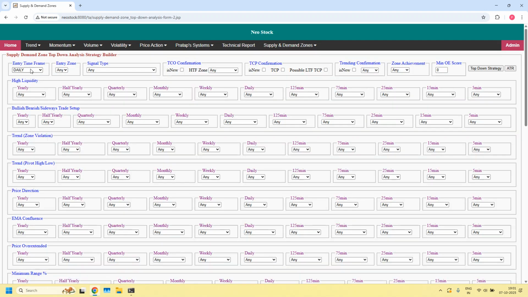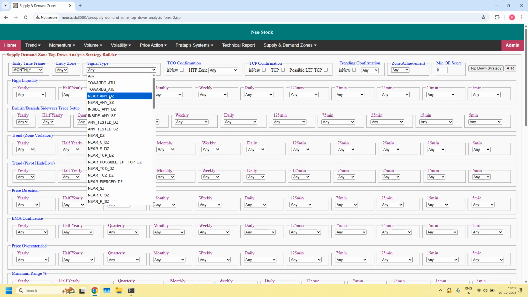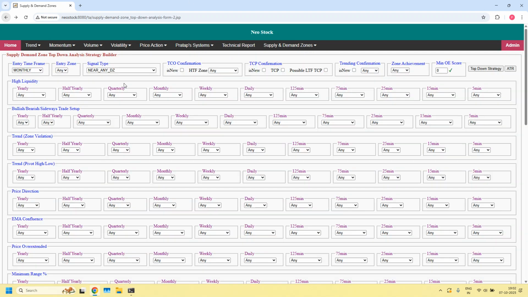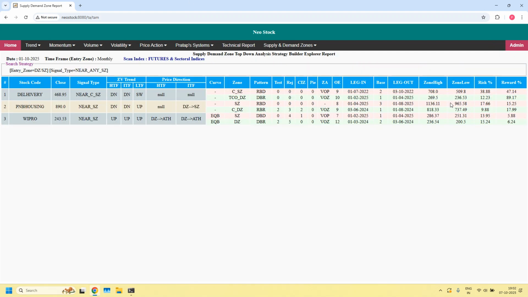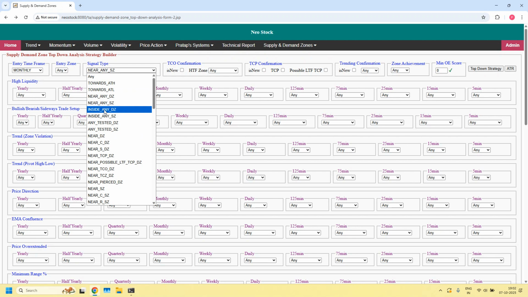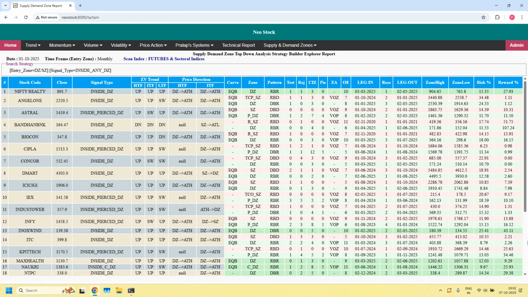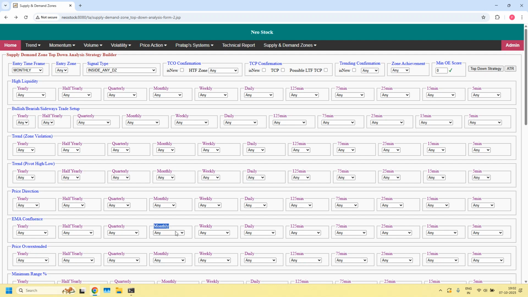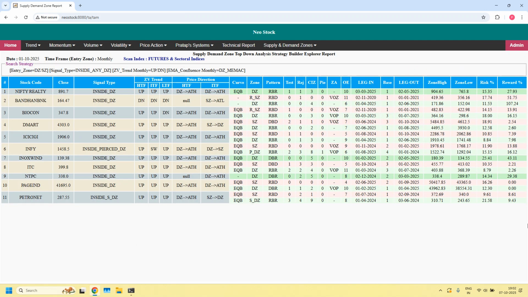Next time frame is monthly. Stocks near to the monthly demand zone, we got 1 stock. Next, stocks near to the monthly supply zone, we got 3 stocks. Next, price closed inside the monthly demand zone. First 18 stocks in the list. Scrolling the list down, 26 stocks are filtered. We can further filter based on the monthly demand zone having monthly EMA Confluence, and the trend on the monthly should not be sideways. We got 11 stocks.